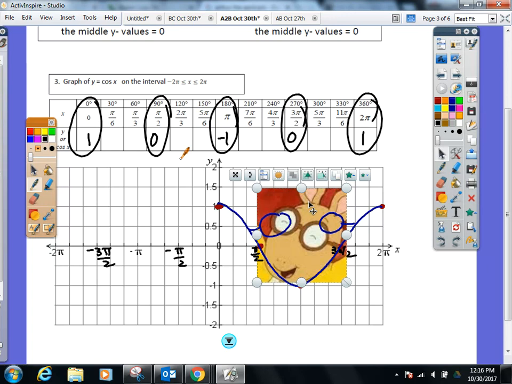Reminds me of the Arthur. I never saw the shows, but I had the book, so.